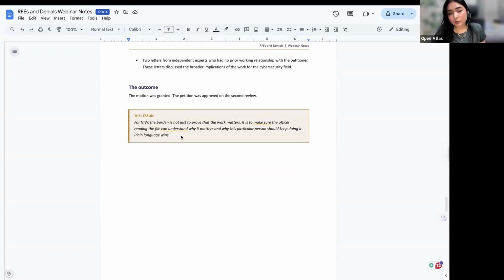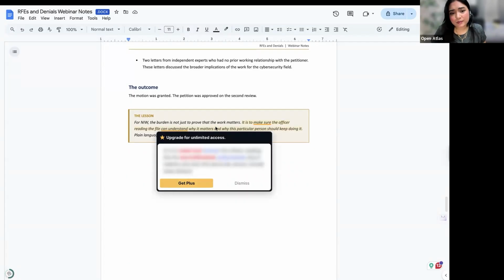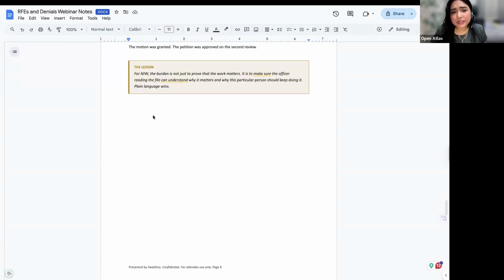It totally depends whether your attorney is inclined towards filing a motion or inclined to file a refiling. It is between you and your attorney. Please have a very open discussion about it whenever such situations come into the picture. For NIW, the burden is not just to prove that the work mattered. It is to make sure the officer reading the file can understand why it matters and why this particular person should keep doing it. That's called national interest waiver, something which is in the interest of the nation.